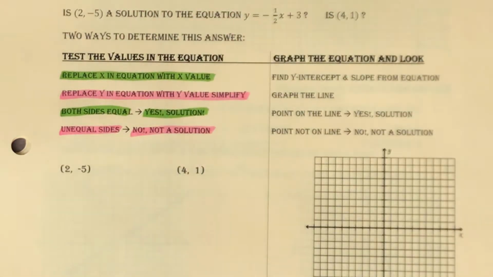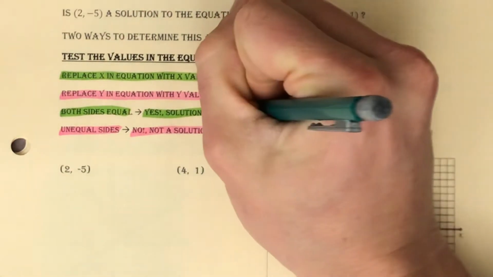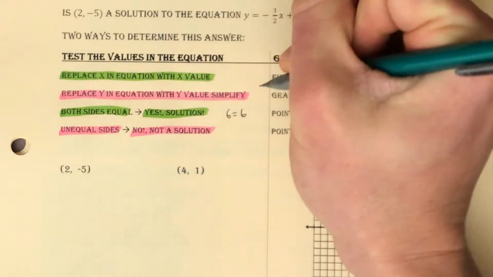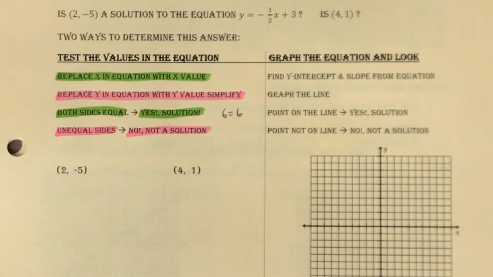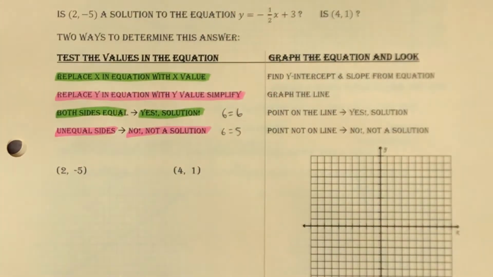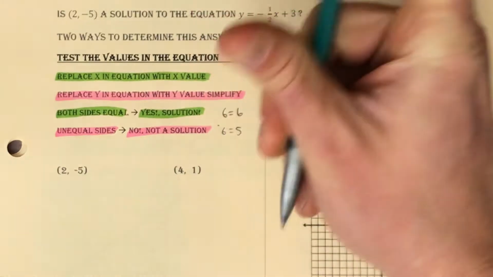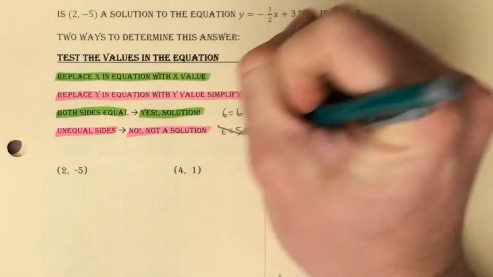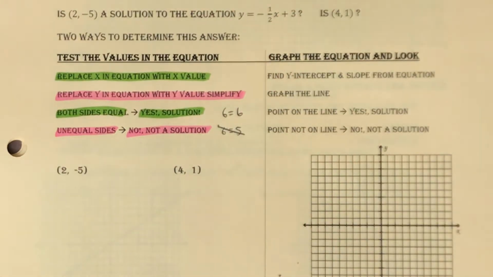Some examples of that: if we ended up with 6 equals 6, that is the same number, so it is definitely equal to itself. So that would be a solution, whatever ordered pair we plugged in. Or if we were to end up with something like 6 equals 5, those two numbers are not equal to each other, so the ordered pair that we used to get there was not a solution.